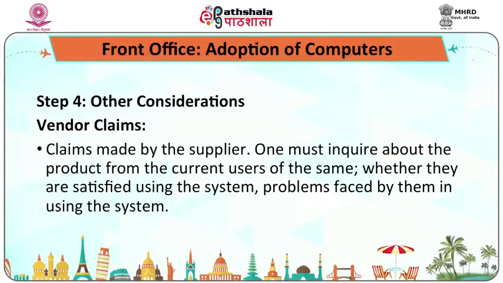Step 4, other considerations. Vendor claims, so claims made by suppliers. One must inquire about the product from the current users of the same, whether they are satisfied using the system, and problems faced by them in using the system. Installation plans. Proper planning of installations is essential for maintaining guest services and employee morale. One must have a complete plan laid out for the installation of hardware and cabling in different areas of the hotel. Also, who shall be installing the hardware and who shall be installing the cables.